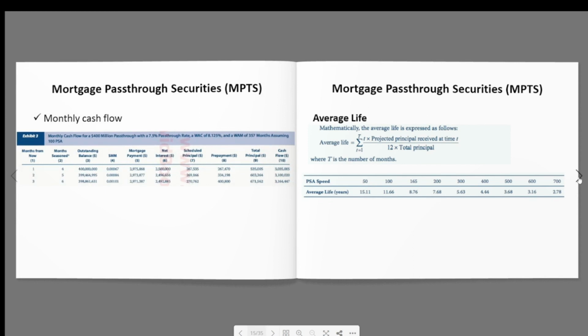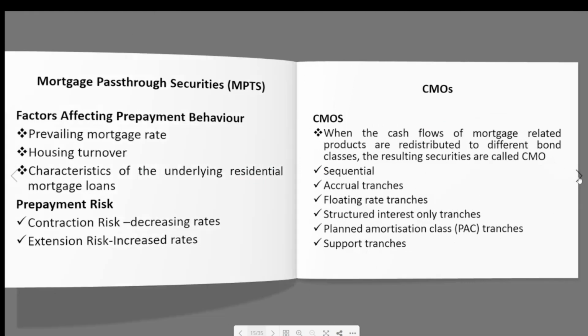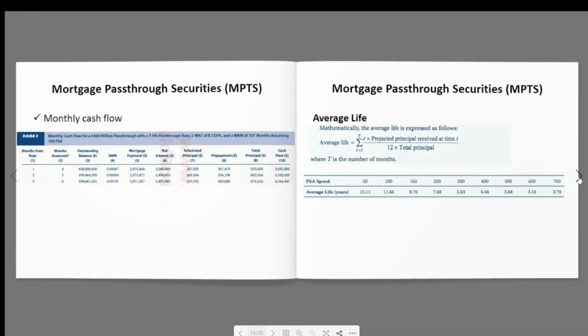Now, we also have average life. Mathematically, the average life is expressed as follows. We take a sum from T equals 1 to the end of T, multiplied by the projected principal received at month T, divided by 12 multiplied by total principal. Now with this, we also have an example below where we can compute the average life.